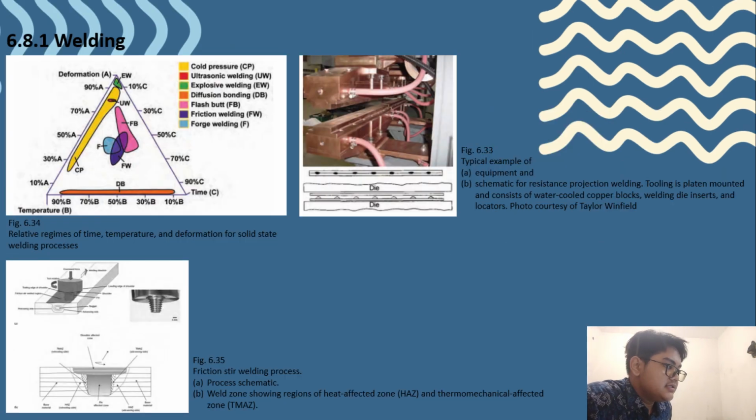For the next picture, we've got Figure 6.33, a typical example of A, equipment and B, schematic for resistance projection welding. Tooling is machine mounted and consists of water-cooled copper blocks, welding die inserts, and locators.